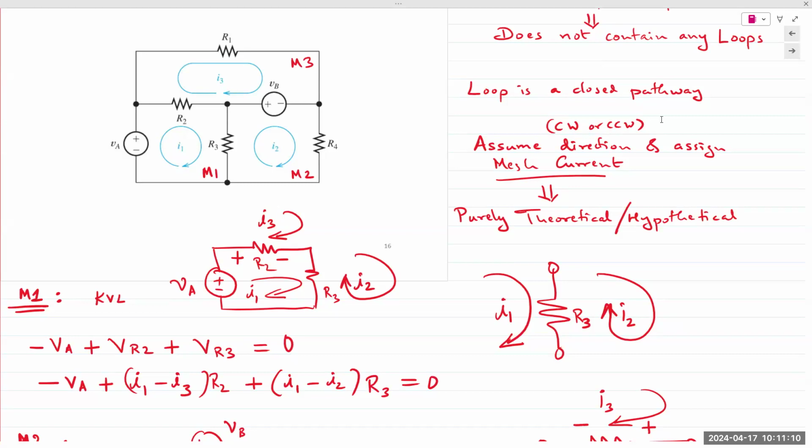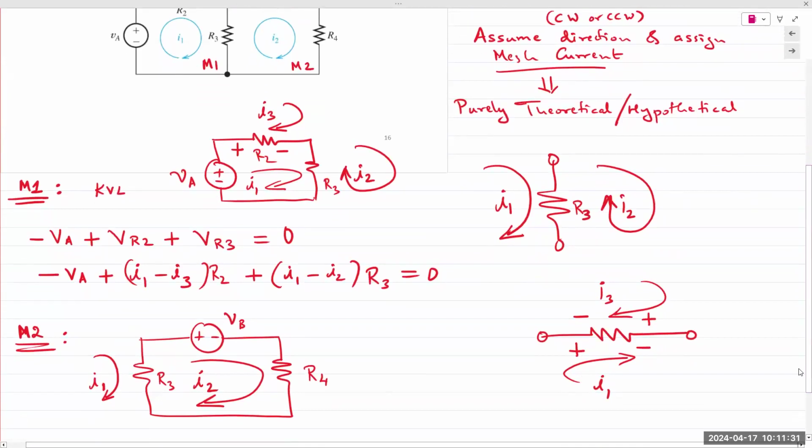And so in this example, we have 3 meshes: 1, 2, and 3, M1, M2, M3. The mesh currents assigned are in the clockwise direction. It keeps things simple. And then the labels are I1, I2, and I3. We apply KVL to each mesh in sequence. For mesh 1, we have 3 components. Hence, we'll have 3 voltages and 3 terms in our equation. So we have VA, VR2, and VR3.